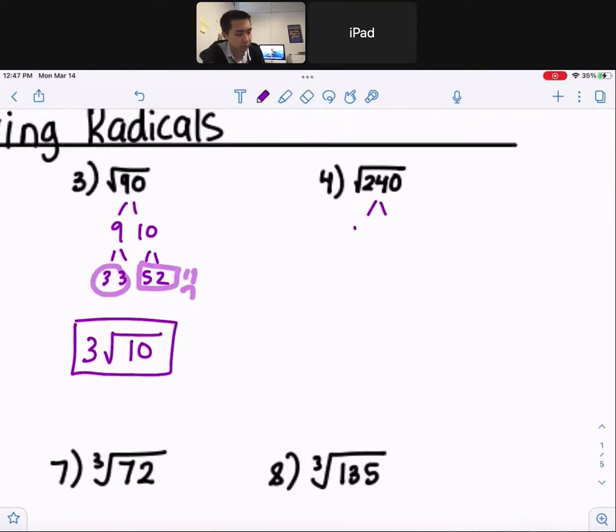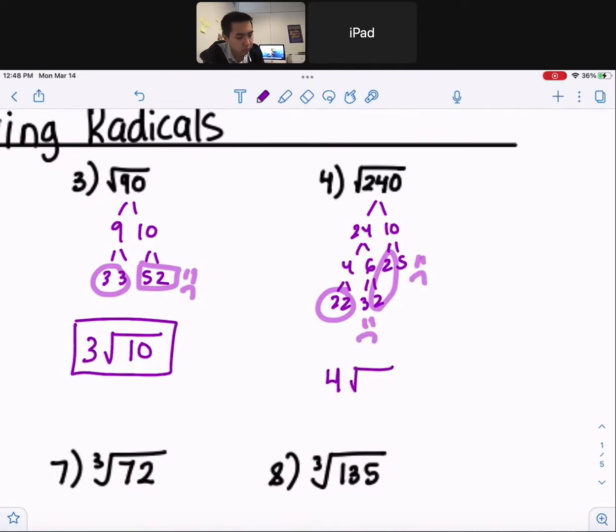Next, 240. 24 times 10, 2 times 5, 4 times 6, 3 times 2, and 2 times 2. So we got a pair of 2s, another pair of 2s, a leftover of 5 and a leftover of 3. So multiply the 2 groupings together: 2 times 2 is 4. Square root the 2 leftovers, multiply together: 3 times 5 is 15.